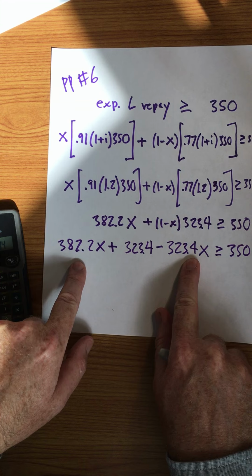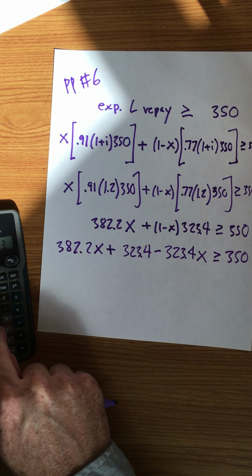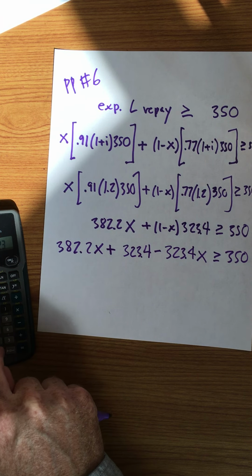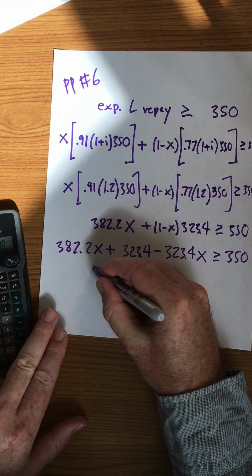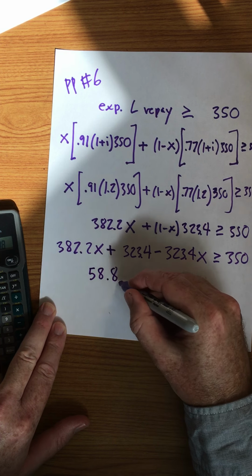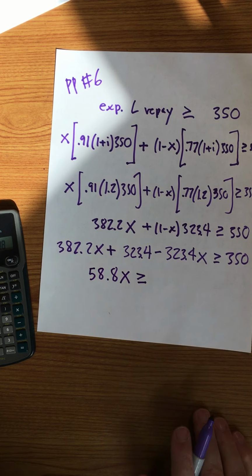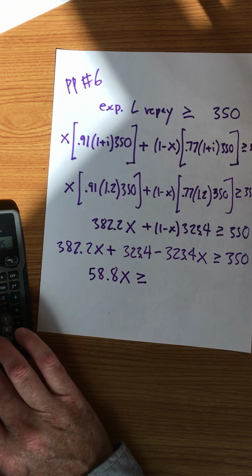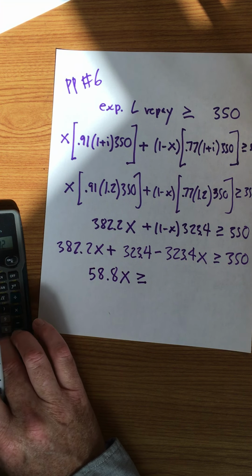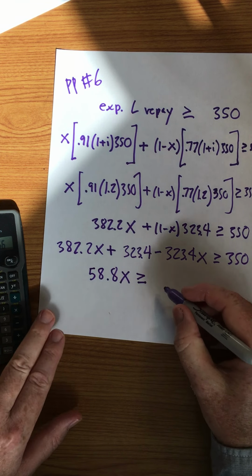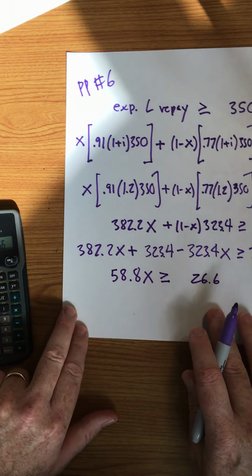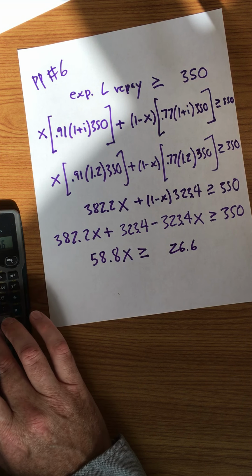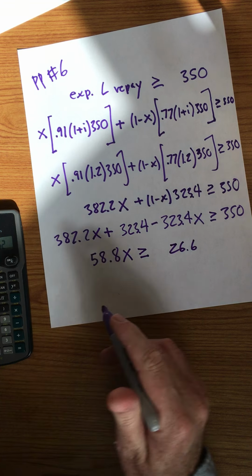I could add these up, right? The x terms. So I have 382.2 minus 323.4x, so I have 58.8x. And I'll bring the 323.4 over to the right side. So that would be 350 minus 323.4, which is like 26.6. And then divide both sides by 58.8, and I have my x.